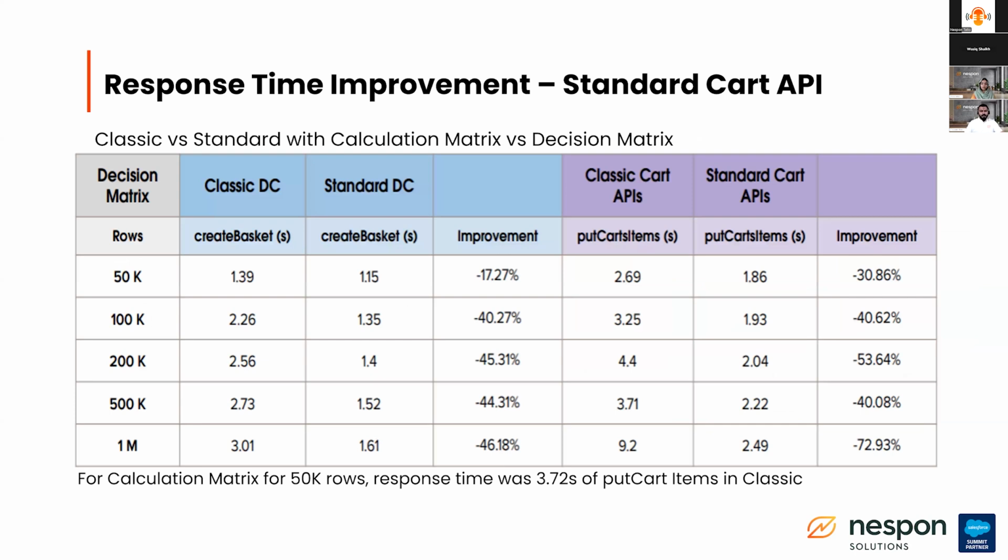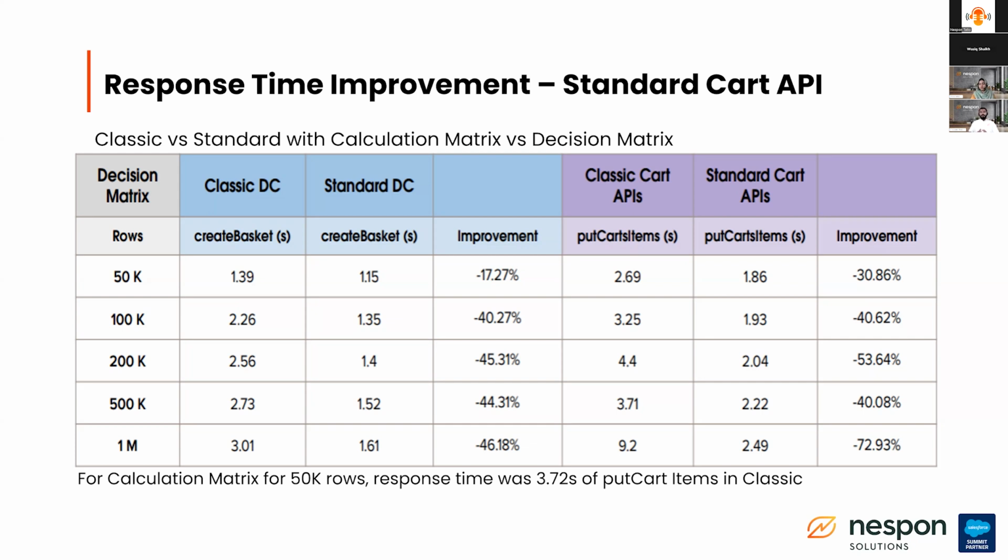So now we have another feature. We can focus on another important Standard API feature, which is response time improvement. This response time improvement table shows a performance comparison between the Classic and Standard Cart API to fetch data from different decision matrices containing different data volumes ranging from 5K to 1 million rows. During the add to cart process, the decision matrix can dynamically calculate prices, discounts, or other attributes based on the selected product options. When a user adds a product to the cart, the API checks the decision matrix.